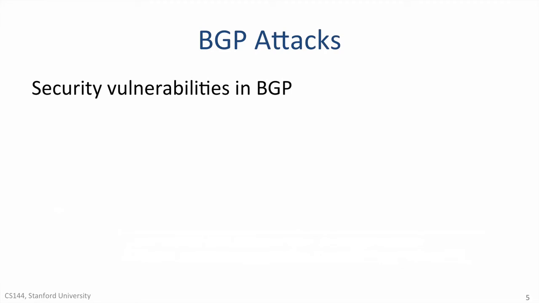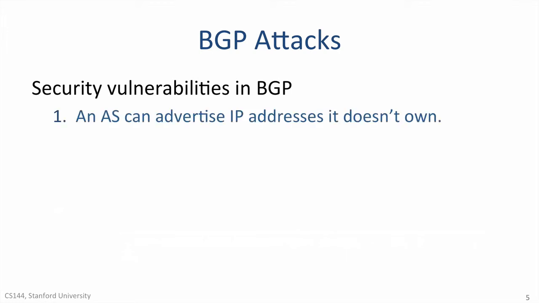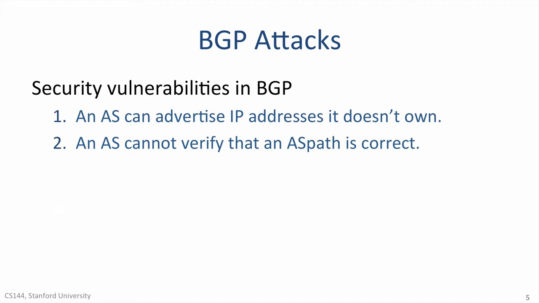BGP attacks exploit one or more security vulnerabilities in BGP. The first vulnerability is that an AS can advertise IP addresses that it doesn't own. This means it can advertise IP addresses that belong to another AS, and therefore create spurious problems. As you can imagine, this is a major vulnerability in BGP. An AS cannot tell if an advertisement is legitimate or not.